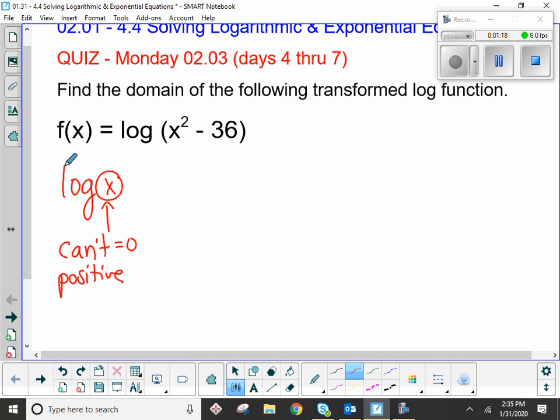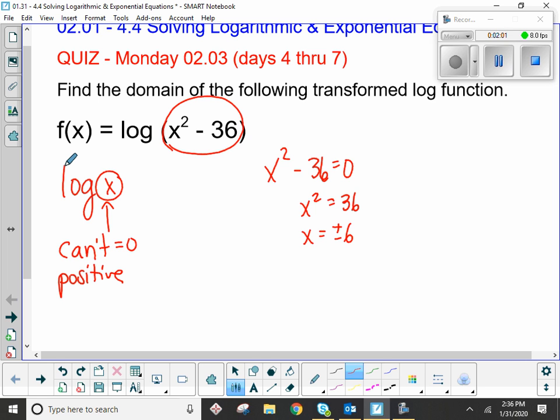And we handled the can't equal 0 part first by taking whatever's inside here, setting it equal to 0 and solving. So we move the 36 over, square root both sides, and we get positive negative 6. Those are the two numbers that would make it equal 0 inside here. If you plugged in the 6, you'd have 36 minus 36, which is 0, and then you'd be trying to take log of 0. You can't do that. It's undefined. If you put that in your calculator, it would tell you you can't do that.